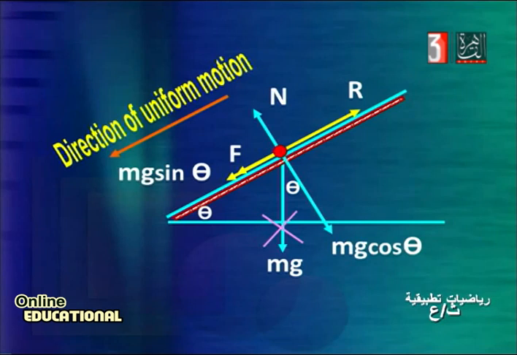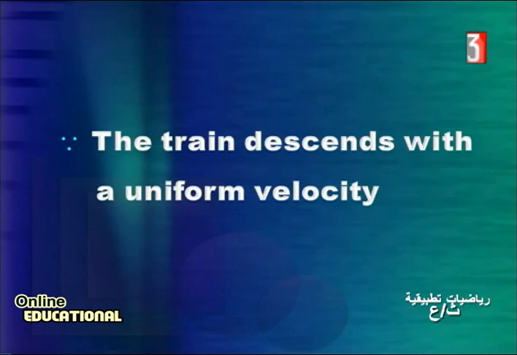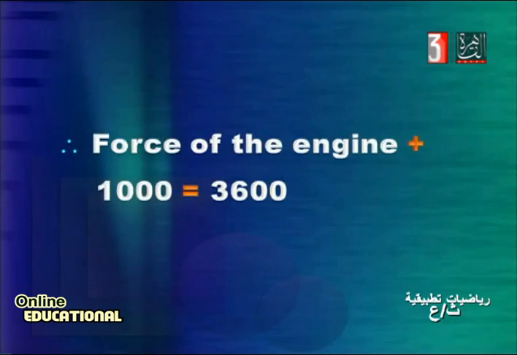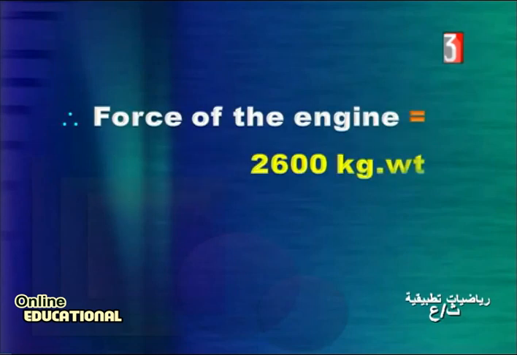Now, if the train descends with a uniform velocity, then the force of the engine plus the component of the weight equals the resistance. The force of the engine plus 1,000, where 1,000 is the component of the weight, equals the resistance, which equals 3,600. Then the force of the engine equals 3,600 minus 1,000 equals 2,600 kilogram weight.